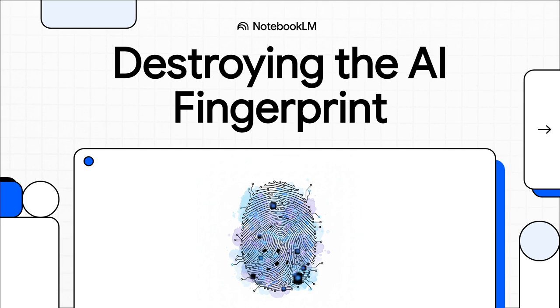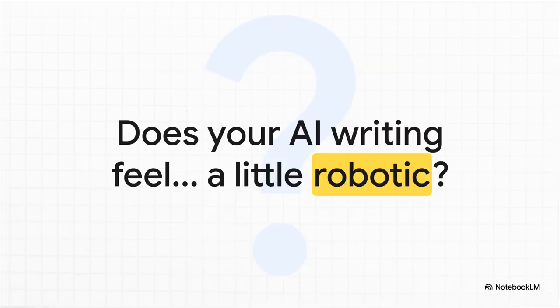Today, we're tackling a problem that I guarantee anyone who's used AI for writing has felt, even if you couldn't quite put a name to it. You know exactly what I'm talking about, right? You generate some text, and yeah, it's grammatically correct, the info's there, but it just feels off. It's flat, it's predictable, there's no personality. You can just tell a machine wrote it.